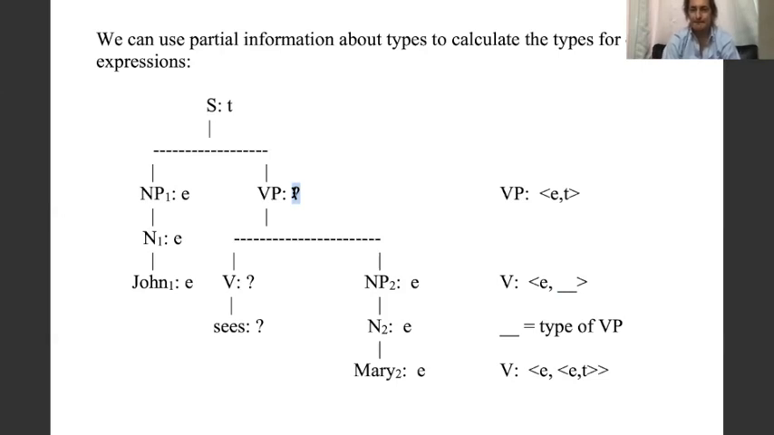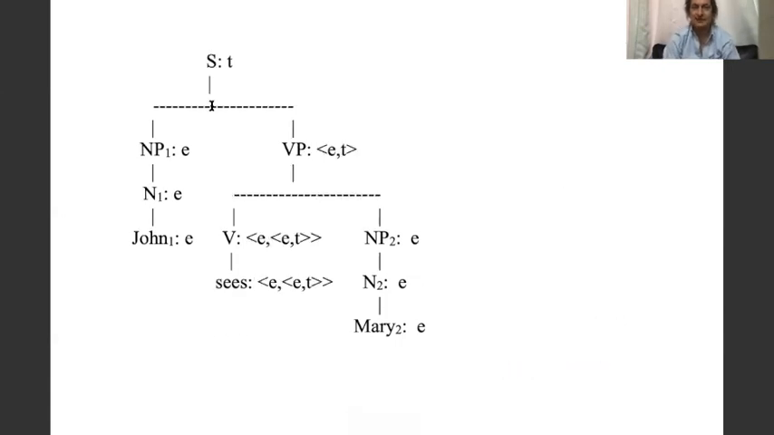Right? Well, we've already seen what that is. We've calculated it to be the type ET. And so we can take this and replace it by that ET. And we get the type for the entire verb. It's type EET. That is, just starting off with the information that we have here on the tree structure, we can determine all of the types of the expressions in the tree.